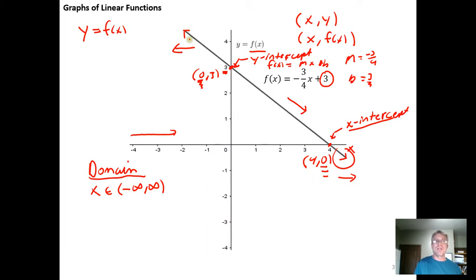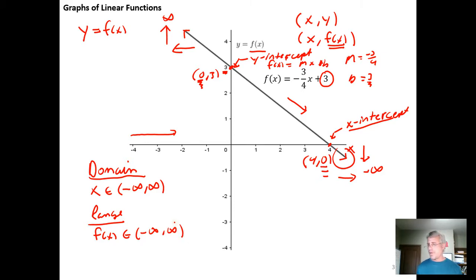This arrow here on the linear function has both a horizontal and vertical component. The vertical component is going towards positive infinity, and over here the vertical component of the linear function is going towards negative infinity. So we see that the range of our linear function is going to be the outputs, or the f of x values, are also going to run from negative infinity to infinity.